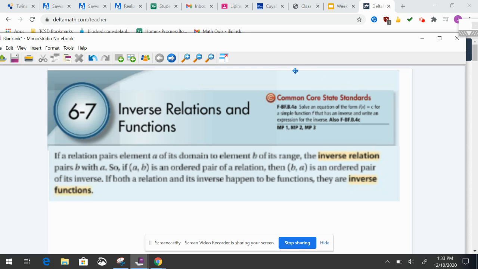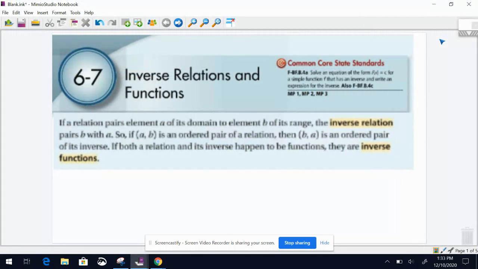All right, 6.7 inverse relations and functions. I'm going to get into a couple of things here and then show you a couple of things on Delta Math. Sorry, my font here is a little messed up when I zoom in on it, so it looks a little bit nasty.